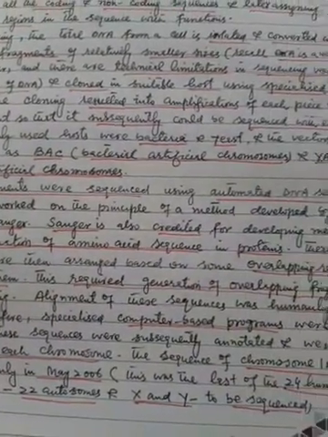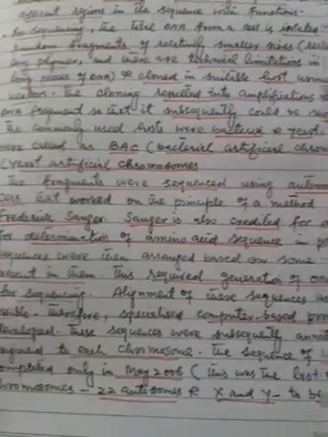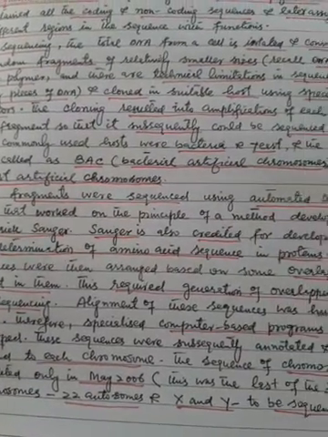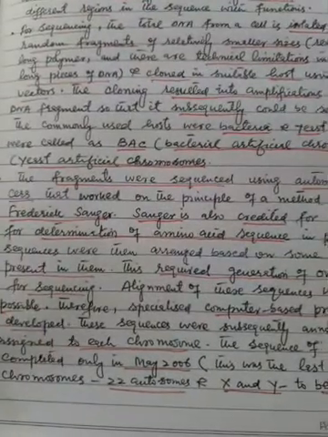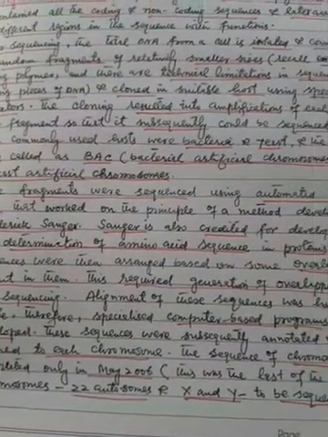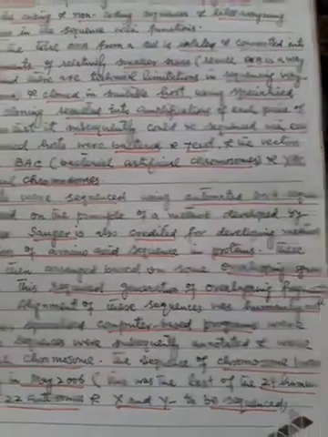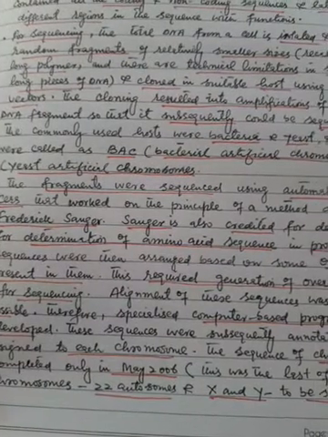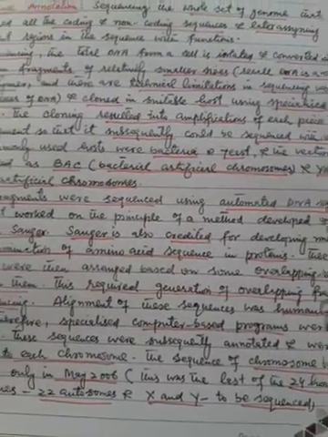The sequence of chromosome 1 was completed only in May 2006. This was the last of the 24 human chromosomes, that is 22 autosomes and X and Y, to be sequenced.